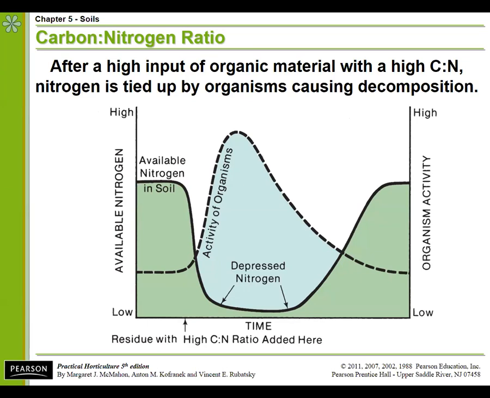If we have a high carbon to nitrogen ratio, the nitrogen tends to be tied up in the organisms that are causing decomposition. So the higher the carbon, the lower the nitrogen. The lower the carbon, the higher the nitrogen, ideally, right? So it starts at that 12 to 1, or even if we're composting, right?